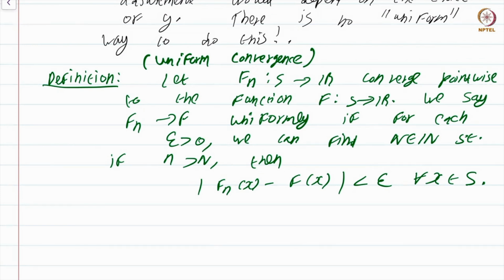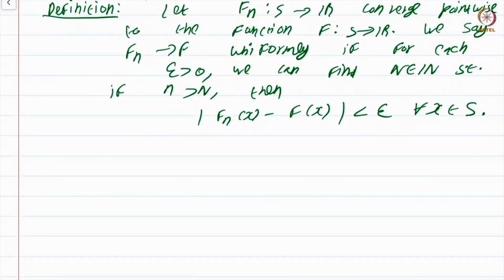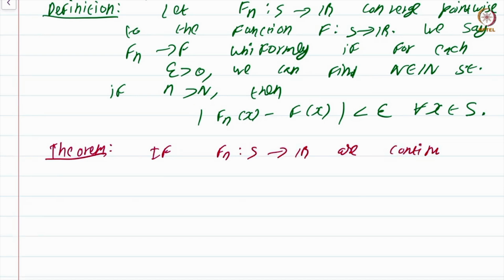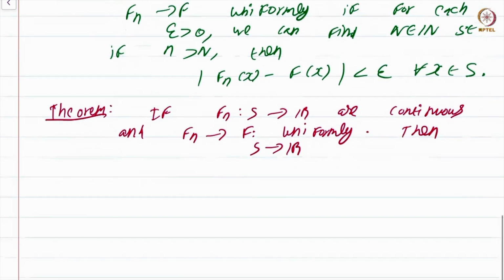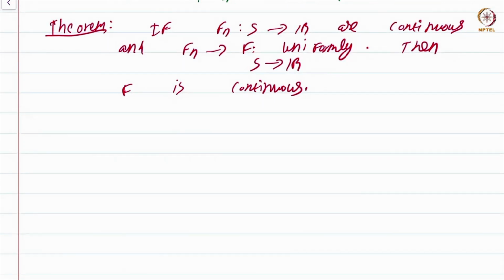Okay, so let's immediately prove a theorem, and this theorem's proof should be fairly clear. If f n from S to R are continuous and f n converges to f uniformly, of course f is from S to R, then f is continuous. Okay, let's see the proof. Most of the work is done.